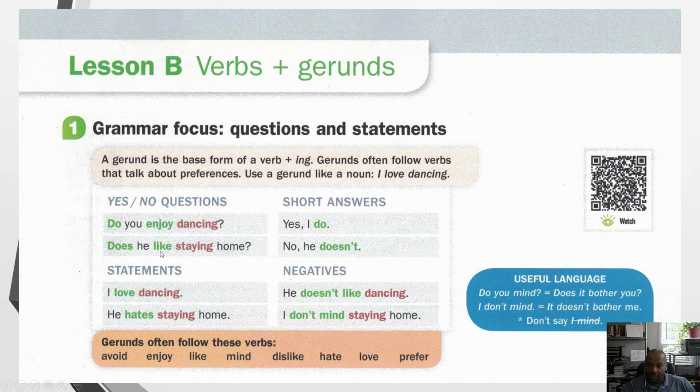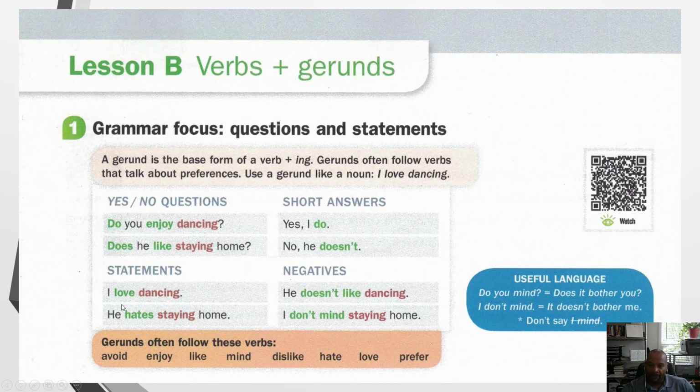Now the question, does he like staying home? Short answer, no, he doesn't or does not. Do you? Do I? Does he? Does she? Does it? Do they? Do we? All right.